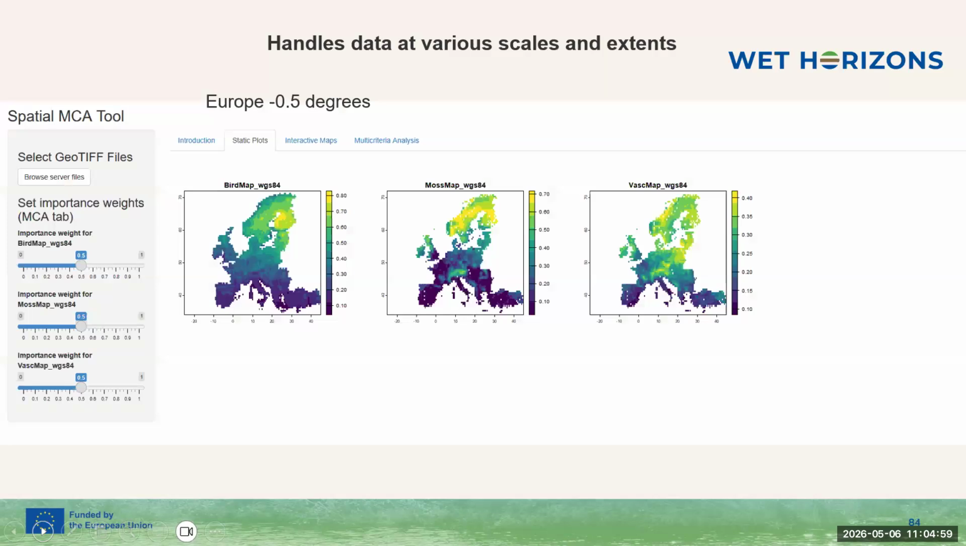Next, please. So here is the simple user interface you're presented with. There is an introduction tab that I'm not showing that explains how to use the tool. This is what you're presented with when you select some data sets. So you would browse to your data of interest and select which one to load, and then you would be presented initially with some static plots, just to see that everything looks like it should.